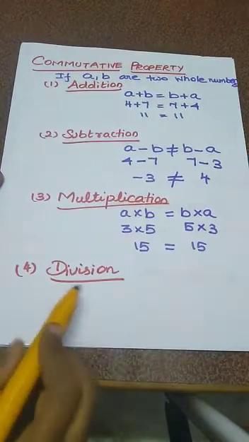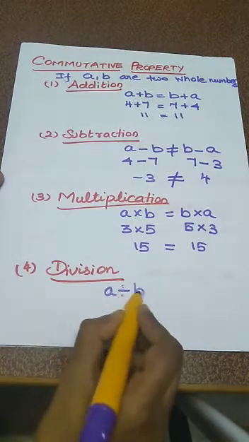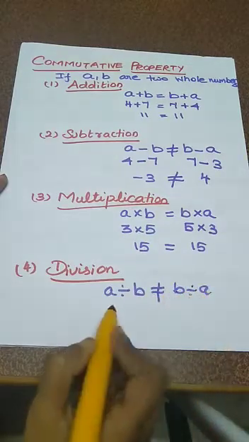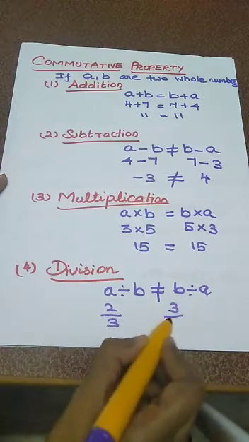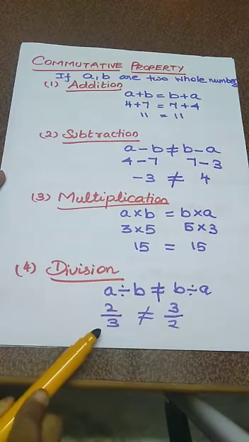The next one, division. Take the same example, A divided by B is not equal to B divided by A. Suppose we have to divide 2 by 3. It is not equal to 3 by 2. Okay. So the commutative property is not true in division.